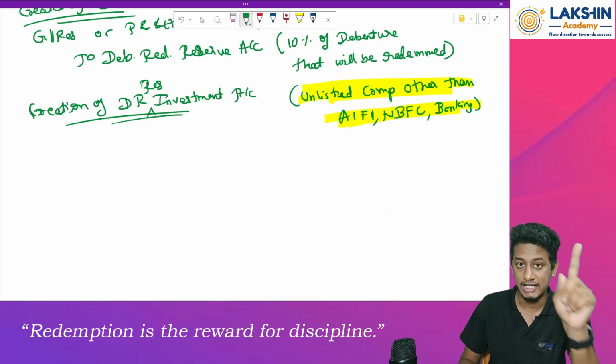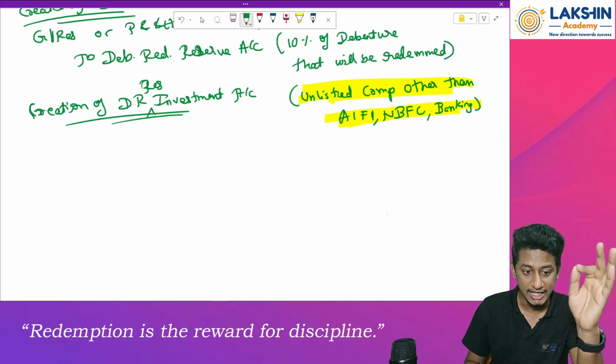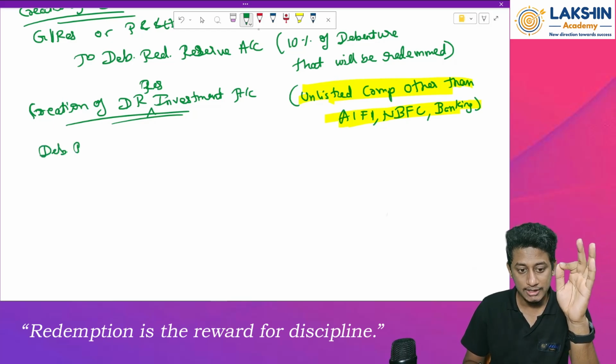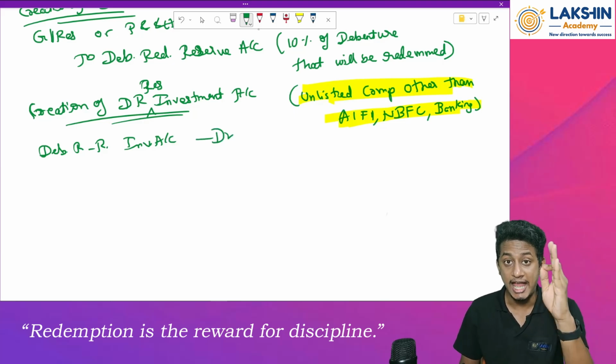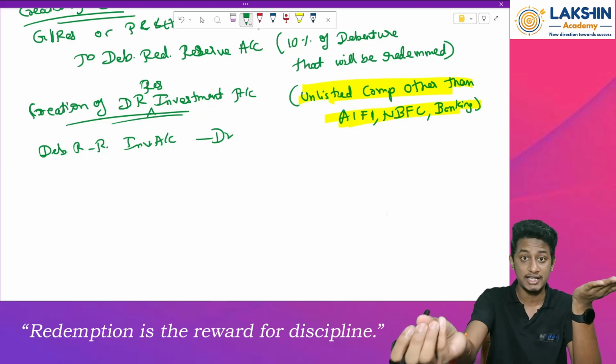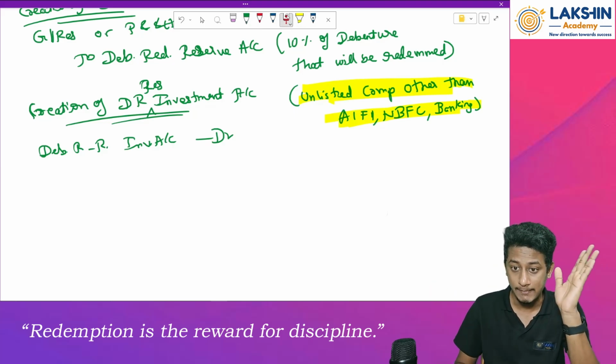So first of all, pass the entry for investment. Whenever I invest into any investment options, the entry will be debenture redemption reserve investment account debited, because it is an investment, and whenever I say investment, it is an asset, and whenever the asset value increases, because I am investing, it will be debited.